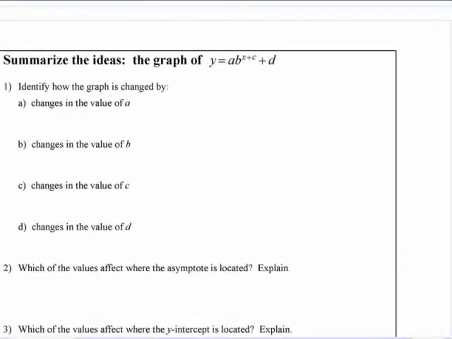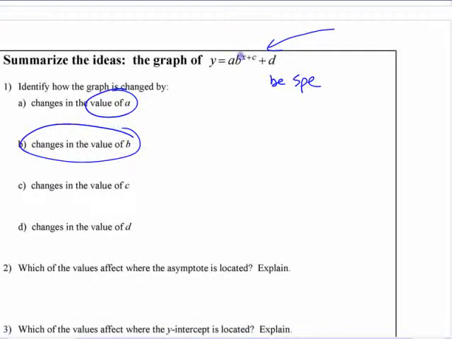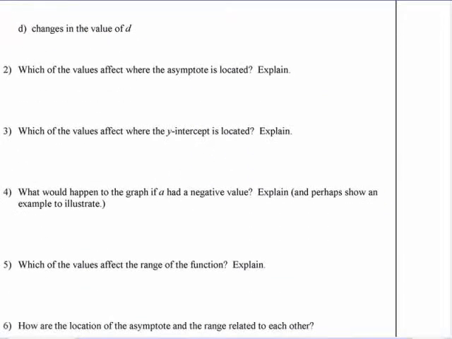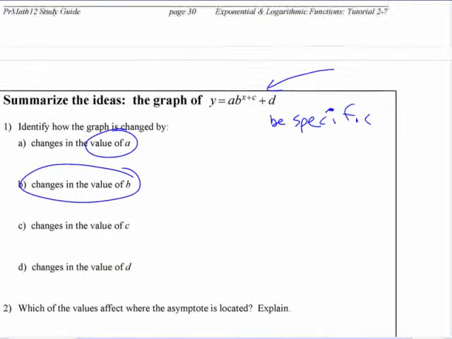Then I would like you to look at summarizing the ideas. What happens as you change A? Be specific about this. What happens as you change the base is different, right? This is the basic function, this B in here. That's what we looked at first before lunch. Which of those changes affected the asymptote, which affected the y-intercept? All those things are for you to investigate right now.